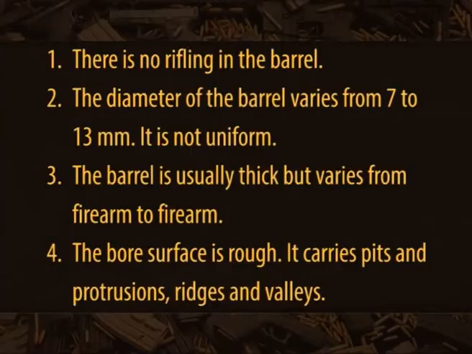The barrels of the country-made firearms, which are intended to fire 0.303 cartridges, have the following noteworthy characteristics. First, there is no rifling in the barrel. Secondly, the diameter of the barrel varies from 7 to 13 millimeters, which is not uniform. The barrel is usually thick but varies from firearm to firearm. The bore surface is rough. It carries pits and protrusions, ridges and valleys. The barrels of country-made firearms of other bores or calibers have characteristics similar to those mentioned above.